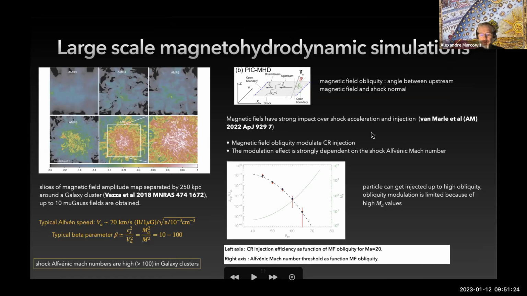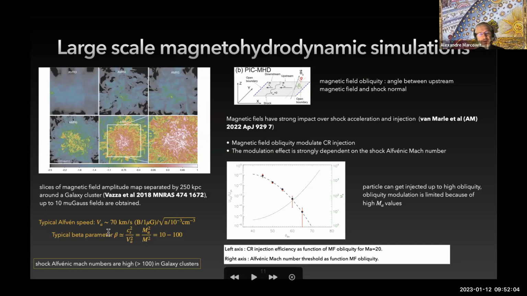Now, of course, clusters are magnetized media. They are weakly magnetized, but you have some magnetic field. I'll show you some slices of the magnetic field amplitude map, separated by 250 kiloparsec, around a galaxy cluster. MHD simulations are interesting because they show that you can have some magnetic dynamo, whose process is not fully understood yet, likely connected to the turbulence and the development of vorticity, which should induce some magnetic field amplification.